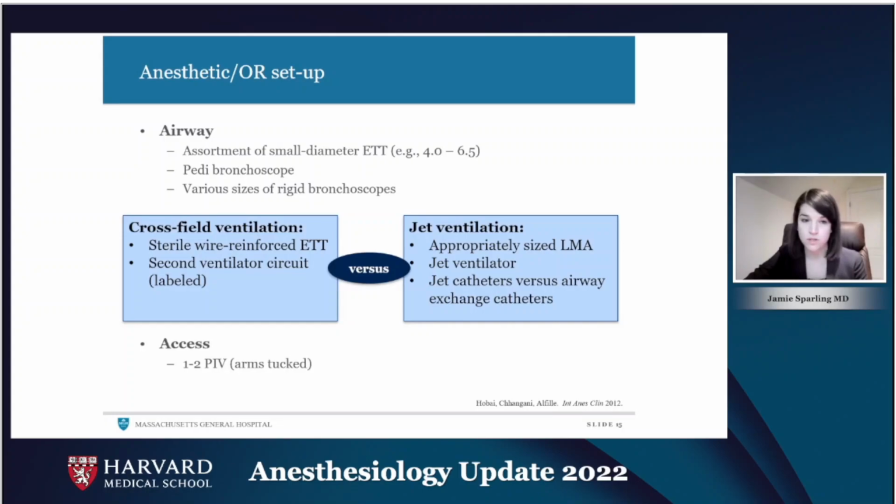For all of these patients, generally 1 to 2 peripheral IVs will suffice as long as large blood loss is not anticipated. It's usually helpful to have a backup IV because the arms tend to be tucked and most of these patients undergo a TIVA anesthetic.